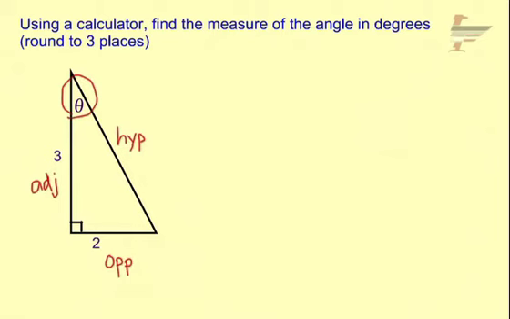Alright, so we are given the opposite side and the adjacent side. So we ask ourselves, well, which trig function uses opposite and adjacent? Opposite and adjacent comes from TOA, so this is our tangent function that will help us out. So we know that tangent of theta equals opposite over adjacent, so 2 over 3.